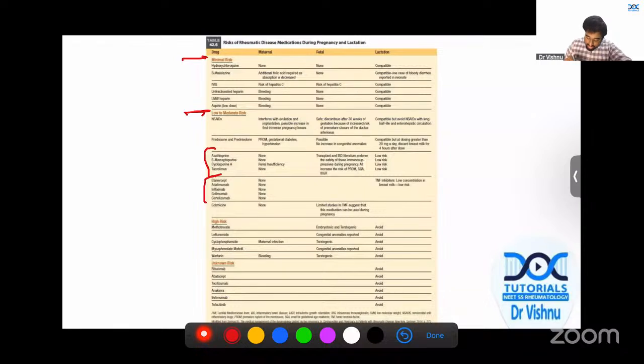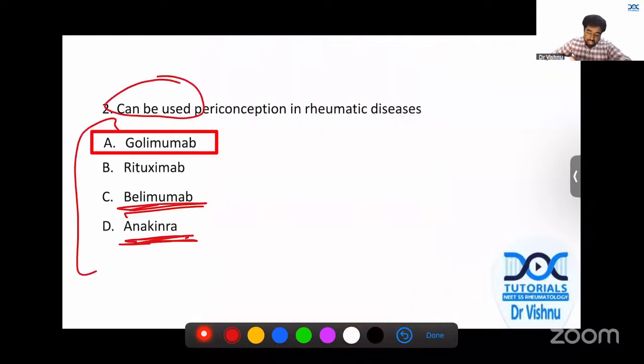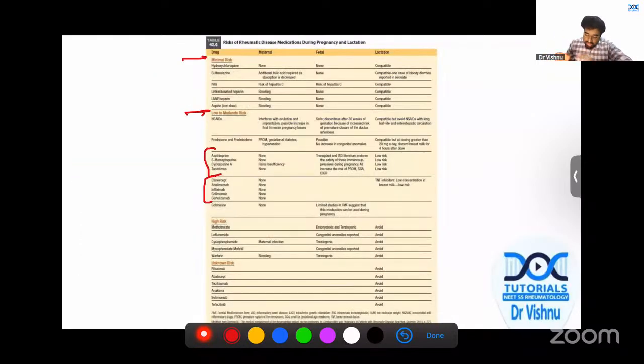Then you have TNF alpha inhibitor. So this is why TNF alpha is usually considered as low risk, and that's why among these, what can be used was the question. And among these, yes, it can be used. So can colchicine. Which are never to be used? Methotrexate, never to be used. Leflunomide, you should use washout. It's very teratogenic. Congenital anomalies are massive. Cyclophosphamide, not to be used. MMF, not to be used.